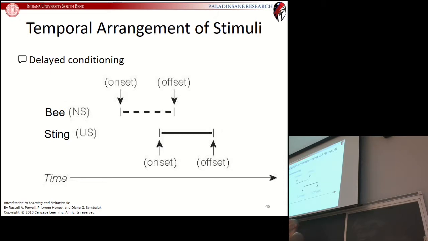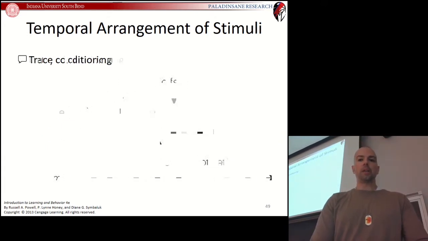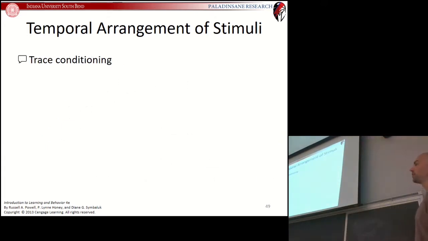That's very effective. No surprise whatsoever that when people get stung for the first time, they learn to be afraid of that bee. That bee goes from a neutral stimulus, where they're like, it's not so bad, to a conditioned stimulus, where they're like, oh no, I'm going to stay away from it. All right, so the next very common way of setting up your neutral stimulus and your unconditioned stimulus is called trace conditioning.